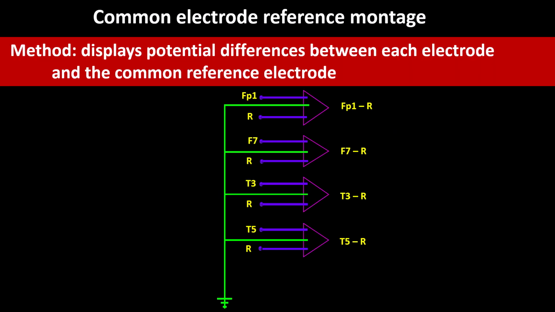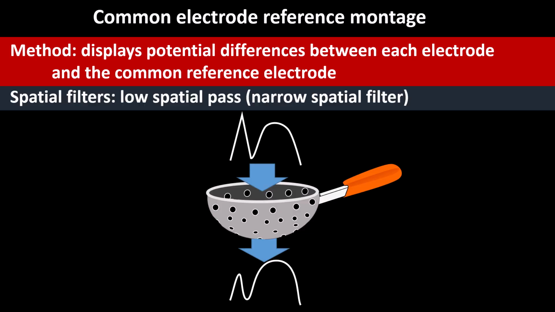Next, I'd like to talk to you about common electrode reference montages. Common electrode reference montages display potential differences between each electrode and the common reference electrode. The spatial filtering effect of common electrode reference montage has been described as a spatial low pass filter because they tend to capture potentials with low voltage gradient.